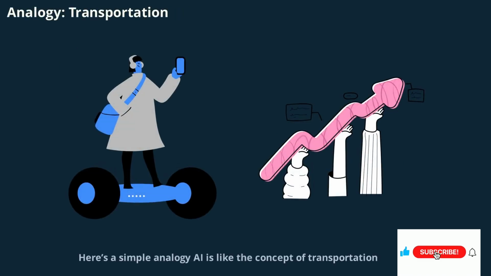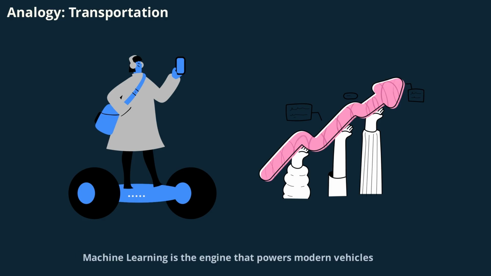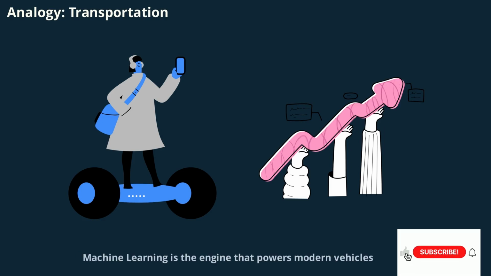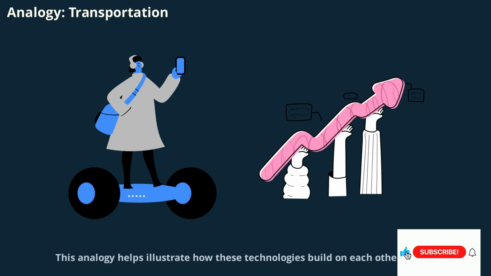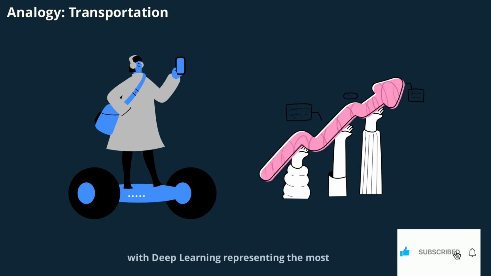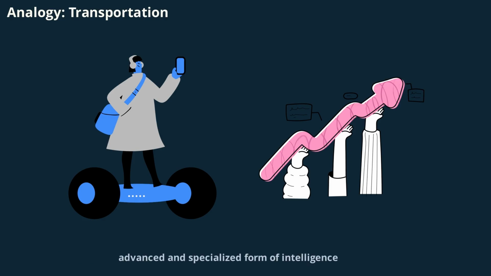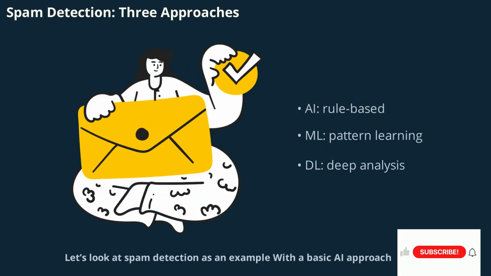Here's a simple analogy. AI is like the concept of transportation. Machine learning is the engine that powers modern vehicles, and deep learning is a high-performance sports car engine. Each plays a different role, but they all contribute to moving us forward. This analogy helps illustrate how these technologies build on each other, with deep learning representing the most advanced and specialized form of intelligence.